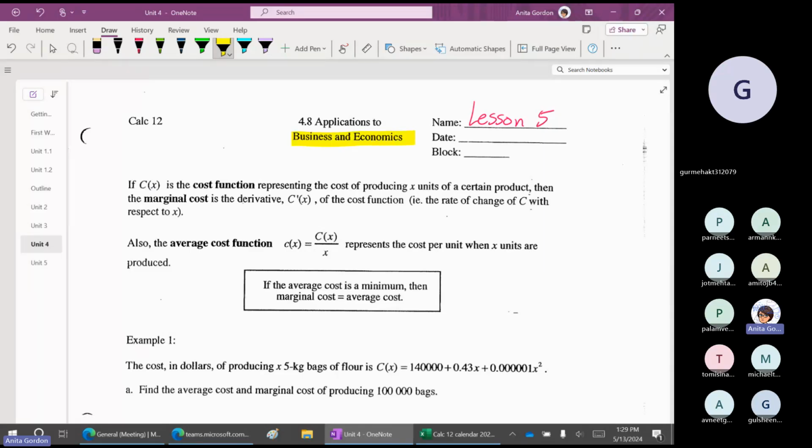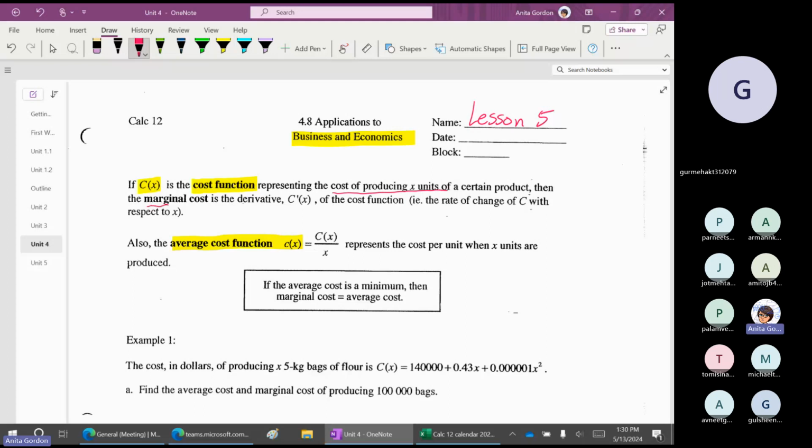Okay, so today we're doing business applications, which means we are going to be working with money. And when we work with money, we are interested in some key principles. When we look at the cost function, we represent this with capital C. Please note the difference, because there is a function that we're going to represent with little c, which is the average cost. Capital C, the cost function, represents the cost of producing an x number of units of whatever product we're interested in.